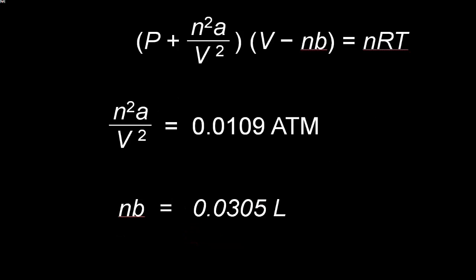All right, if we plug this into our equation, the pressure adjustment is going to be n squared A over V squared. We plug in the values for water and we end up with an adjustment of 0.0109 atm. And our adjustment for volume ends up being 0.0305 liters. So at room temperature and room pressure, these are the adjustments for a real gas compared to an ideal gas. We start with 1 atm and we adjust it by about 1%. And our volume of 22.4 liters gets adjusted by 0.03 liters, so about 30 milliliters for 1 mole, a very small adjustment compared to the 22.4 liters.